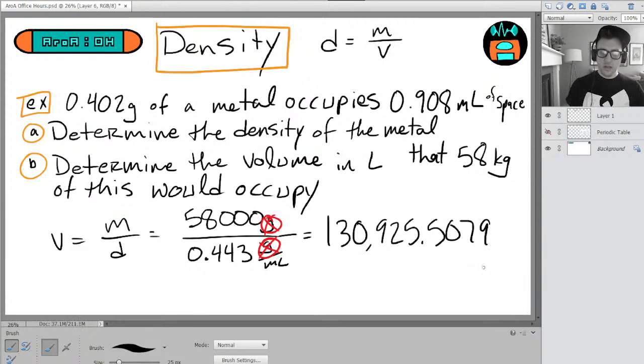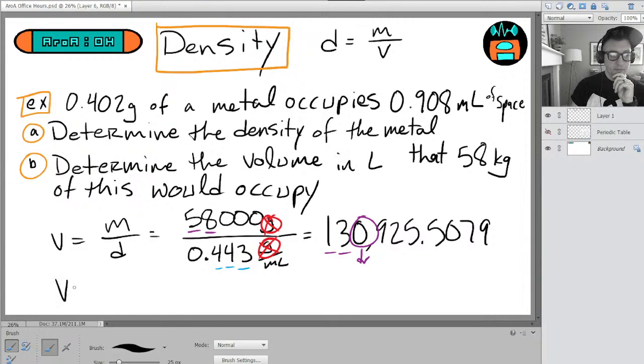130,925.5079. All right. Let's look at our sig figs. You'll notice that in our numerator, we have 2 sig figs. In our denominator, we have 3. We're doing division, so we have to go with the fewer number of sig figs. So we can keep 1, 2, and 0 rounds down.